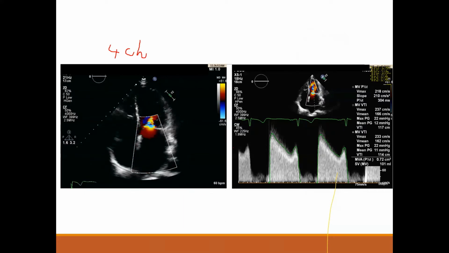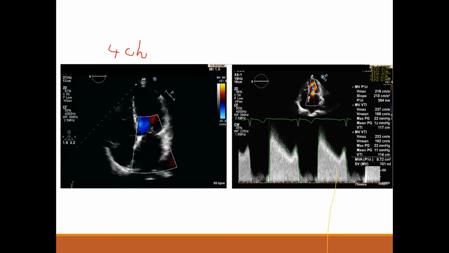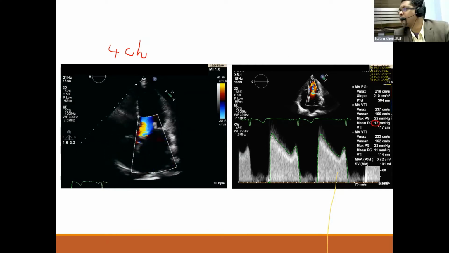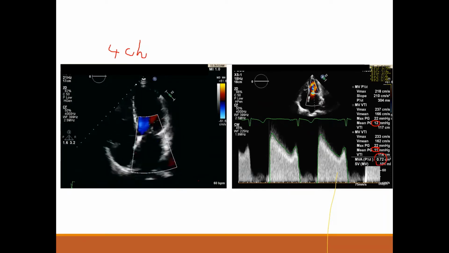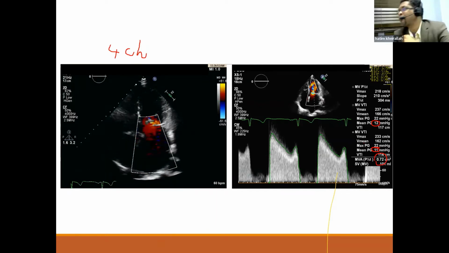Showing mitral stenosis. Let me check the numbers. The mean gradient is 12, and the mitral valve area is 0.7 by pressure half time. So it is severe mitral stenosis. Great observation.